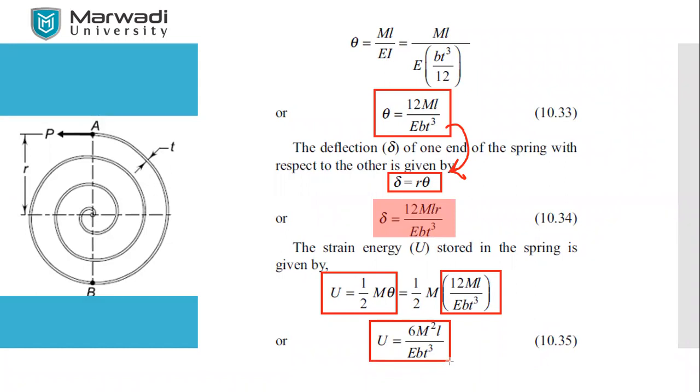So the deflection and the strain energy stored in this helical torsional spring, you can easily calculate using these equations. These are the fundamental equations which we can implement in order to get the final values of the variables according to the spring. Kindly note down these equations of theta, delta, and U.